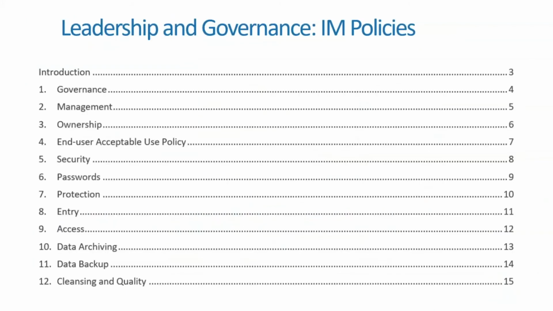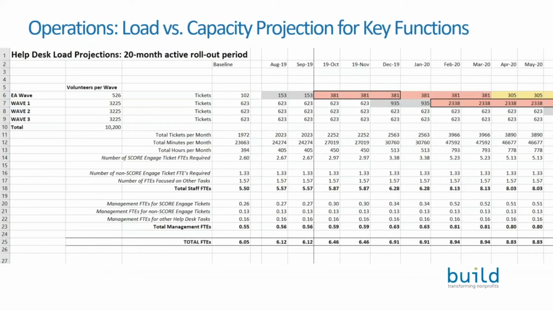Some other things that organizations might develop as part of an information strategy project might include very specific information management policies, where you really get down into how the organization is going to manage itself from a policy and process standpoint in terms of governance, management of information, who owns that information inside of the organization, and user acceptable use policy, standards, and processes for data archiving and data backup.